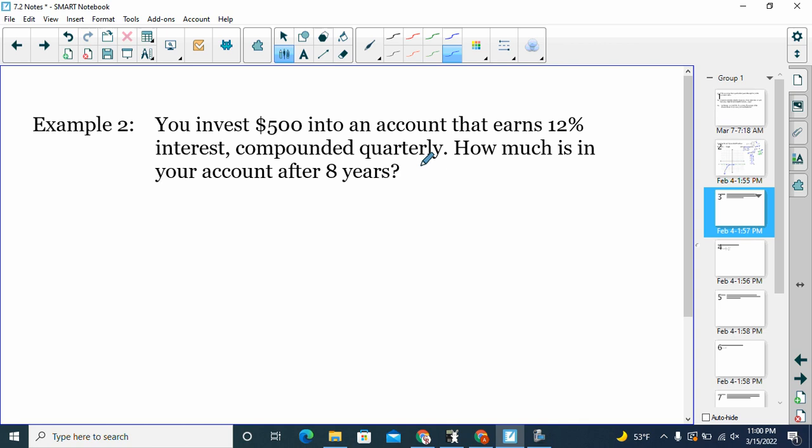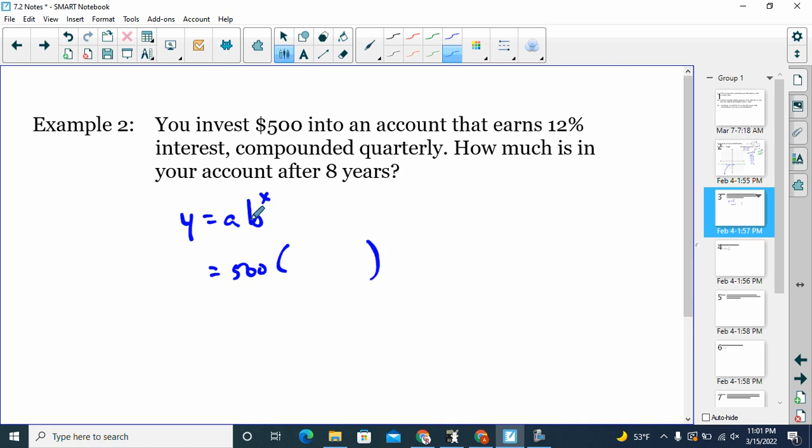Example 2 is a compound interest problem. It says that we put $500 into an account. That account earns 12% interest compounded quarterly. How much is in your account after 8 years? So we've been using the basic exponential function y equals a times b to the x. A, we've said, is our y-intercept, or the initial amount. In this case, we're putting in $500.